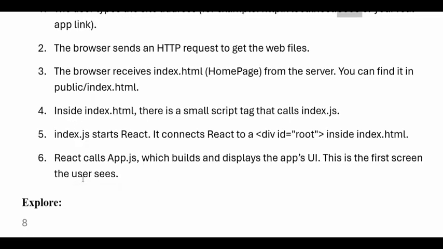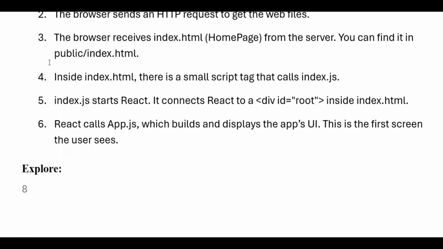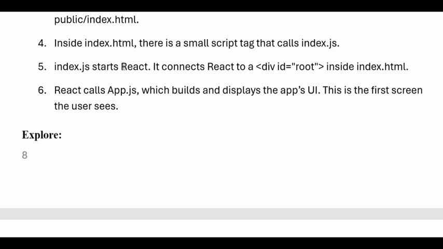The browser sends an HTTP request, Hypertext Transfer Protocol request, to get the web files. The browser receives index.html homepage from the server. You can find it in public index HTML. Inside index.html, there is a small script tag that calls index.js.